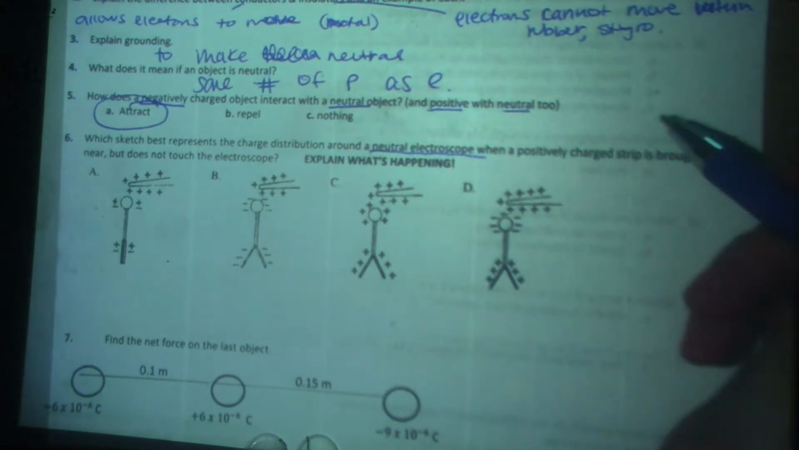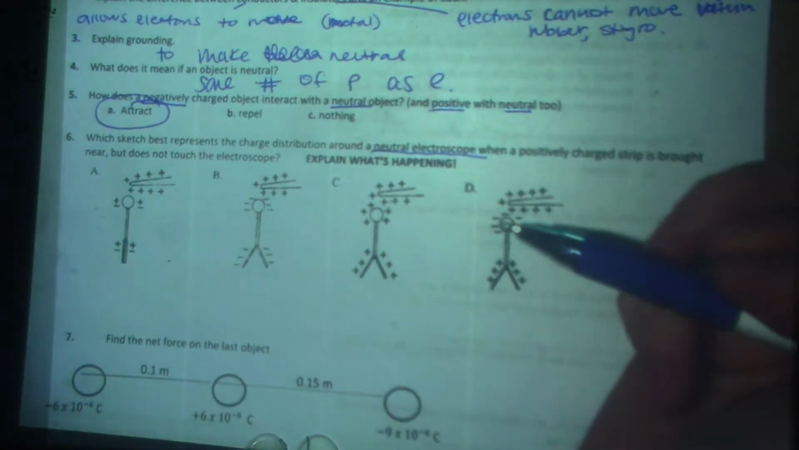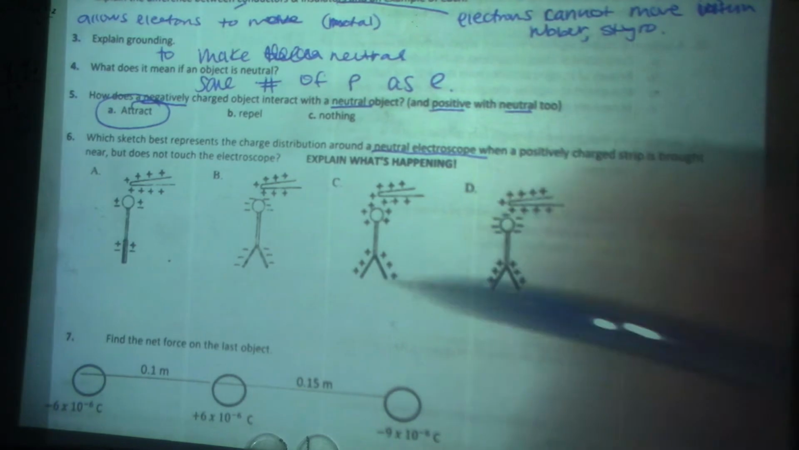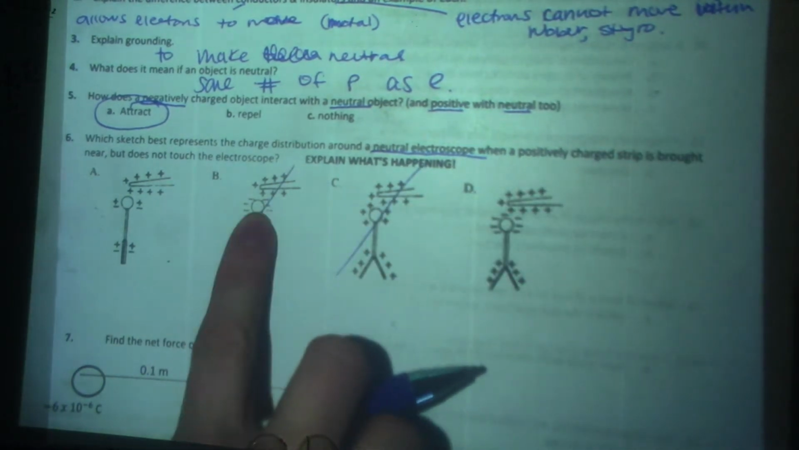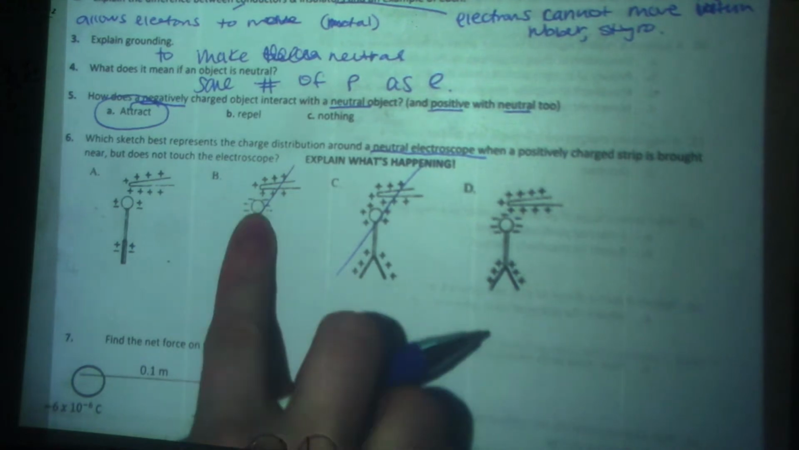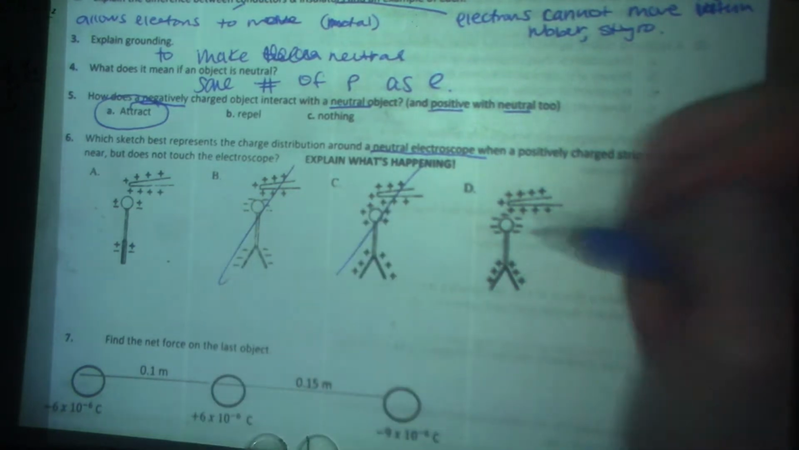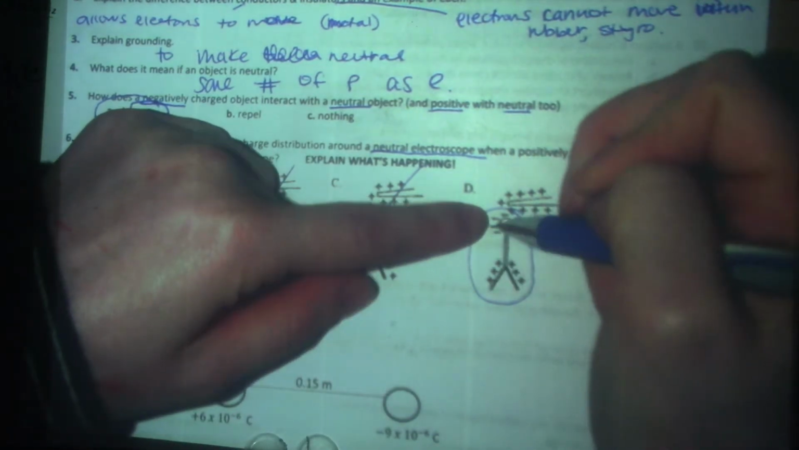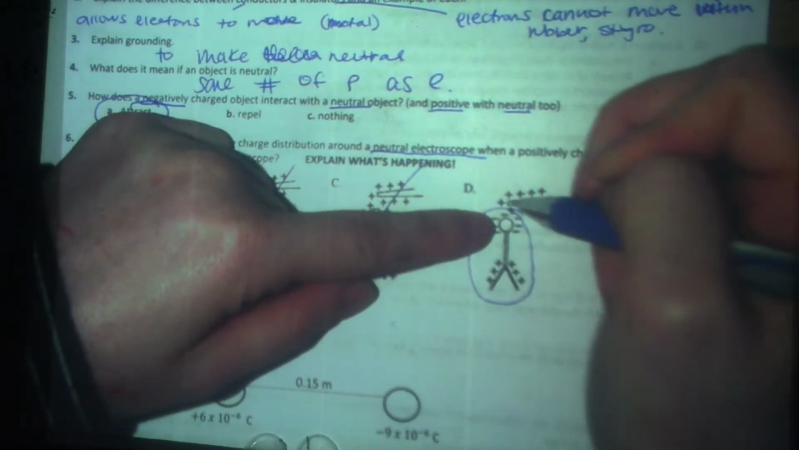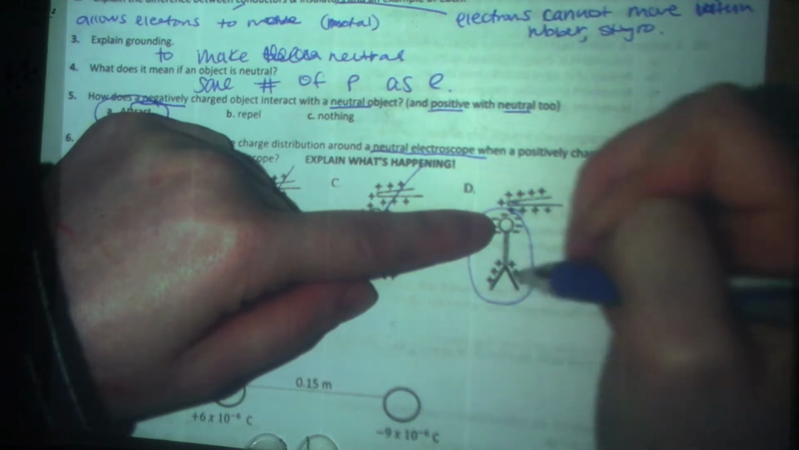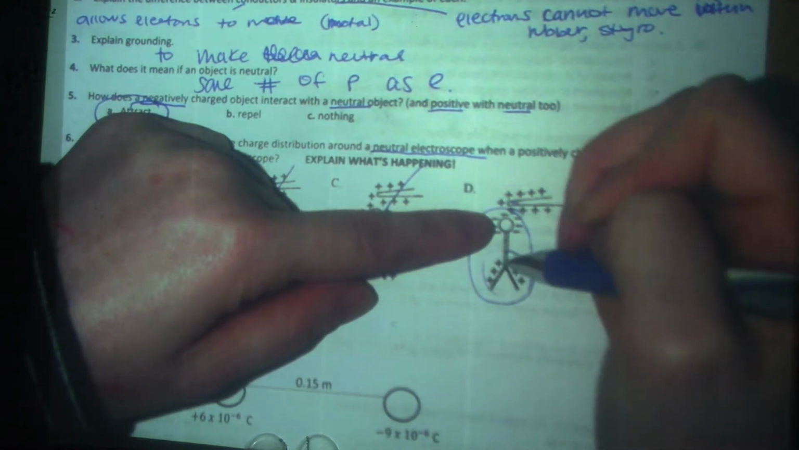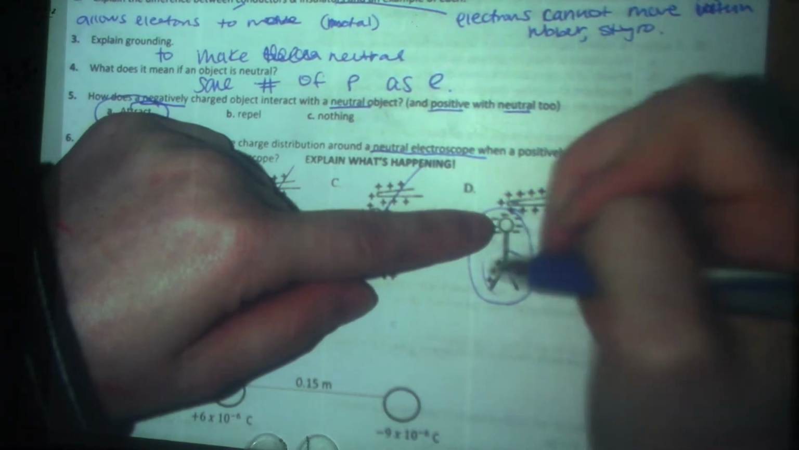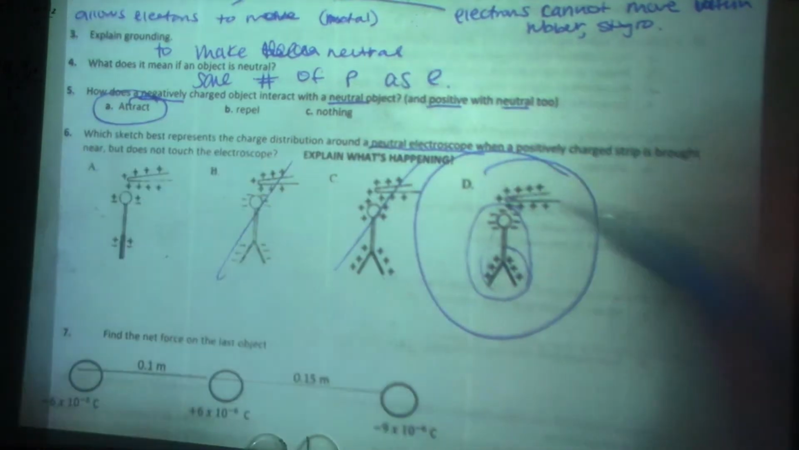We have a neutral electroscope, and we're just bringing the strip near but it does not touch, which means the electroscope still needs to stay neutral. So you can cross off B and C because these are not neutral, right? This is all negative, this is all positive. Now here, this one is neutral, and the electrons would leave the bottom to go up to the top because they're attracted to this positive thing, and that would leave the bottom positive because it was neutral and the negative electrons left it. So D is the right answer.